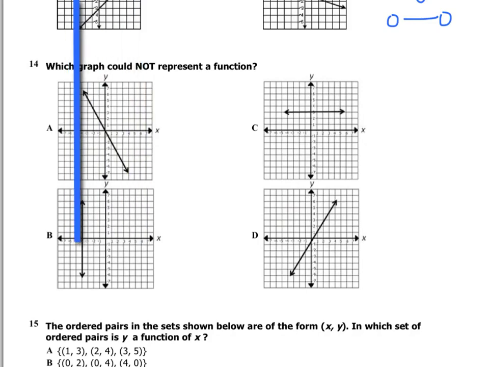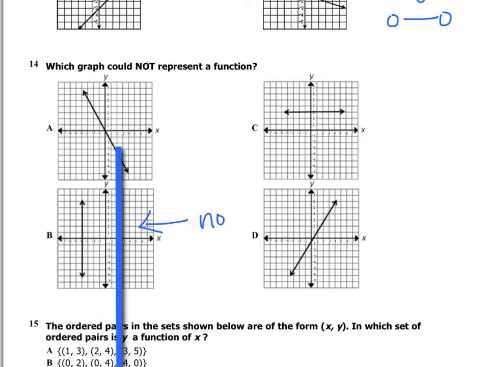This one, A, passes. B, passes. Never is it touching more than 1 point. Look at that. That's not going to work. Okay, it is a vertical line, not a function. So the correct answer for this one was B.